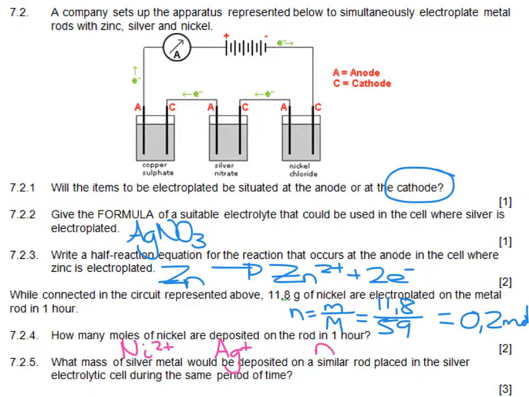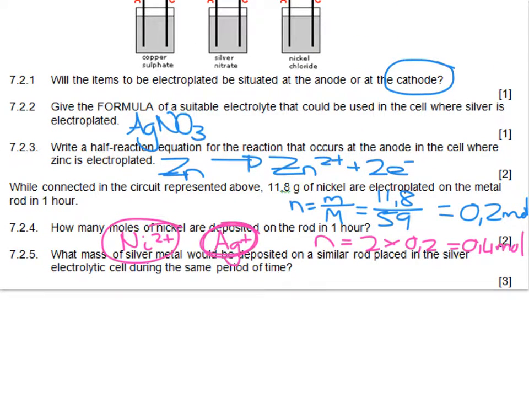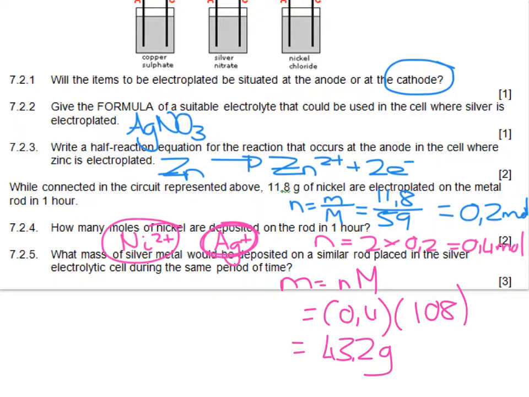So therefore the number of moles is going to be double the 0,2, because we are going to have twice as many silver ions for the same number of electrons as we would have had for nickel, because nickel needs 2 electrons every time, while silver only needs 1 electron. So we're going to have 0,4 moles, and then you're going to say that mass is equal to number of moles times molar mass, and that's 0,4 times the molar mass of silver, and we land up with 43,2 grams.